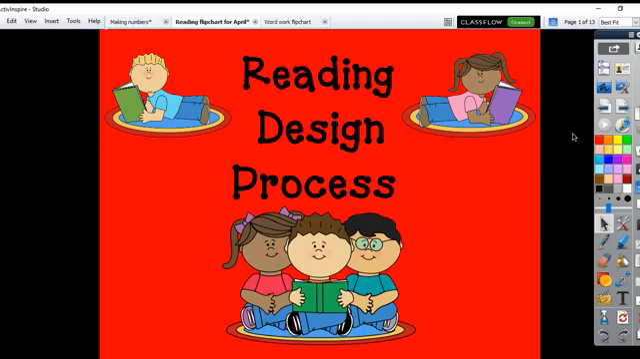Good morning, guys. We are going to be doing our reading design process for our reading lesson today. We're still talking about Pigeon. Pigeon finds the hot dog today. So we're going to get started.